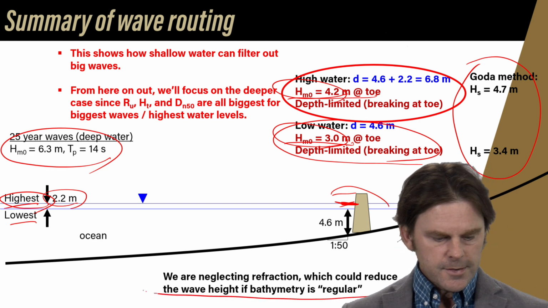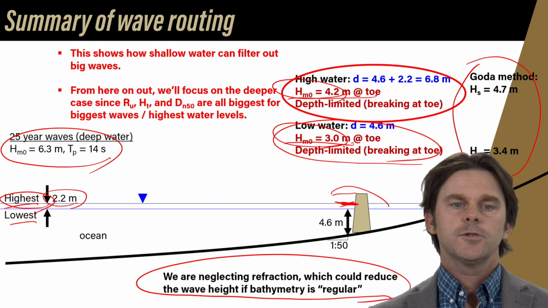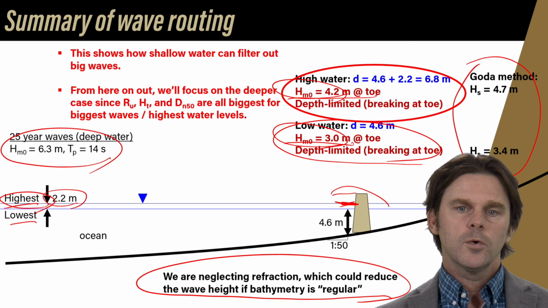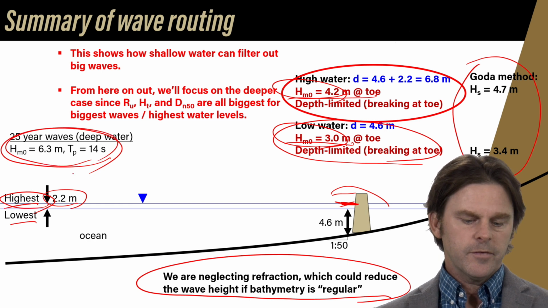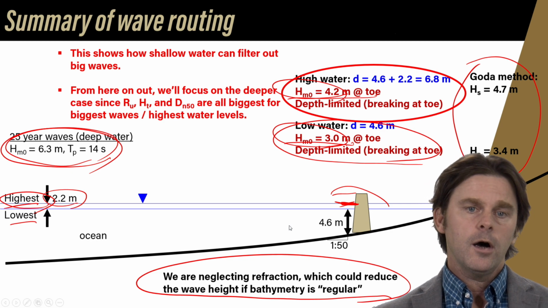One other thing to remember is that we are neglecting refraction, and refraction, at least when the bathymetric contours are straight and parallel, would diminish the waves. So we're kind of looking at the worst case scenario for these offshore waves. If they were hitting the structure at an angle, most of the things that we're calculating, if not all, would be reduced.